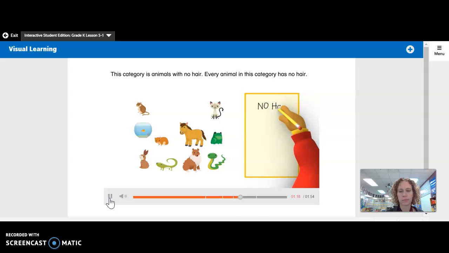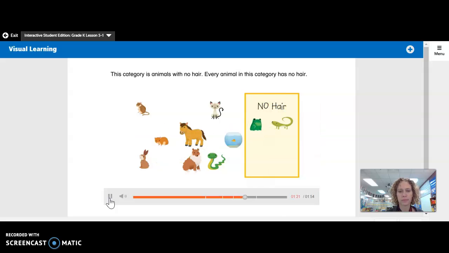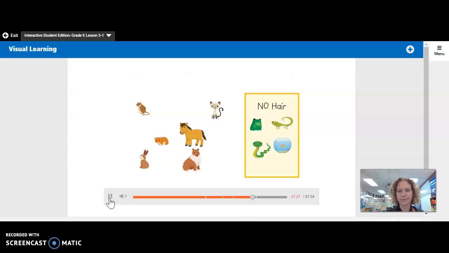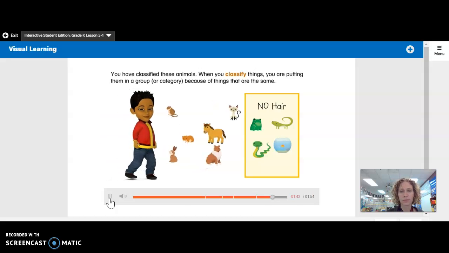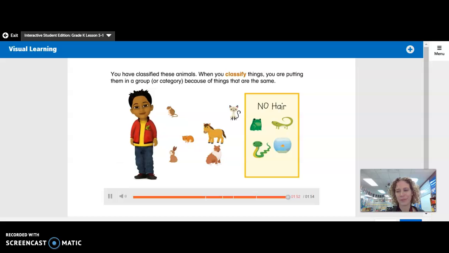This category is animals with no hair. Every animal in this category has no hair. Should the dog be in this category as well? What do you think? No, because the dog does have hair. No, the dog should not be in this category. The dog has hair. You have classified these animals. When you classify things, you are putting them in a group or a category because of things that are the same. Nice job classifying. Good job, guys.